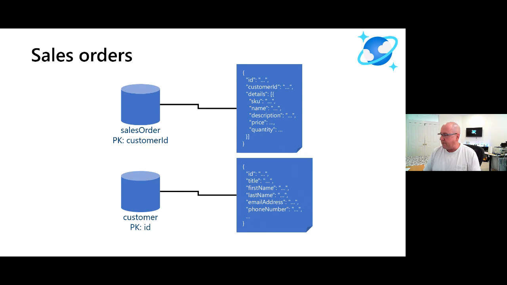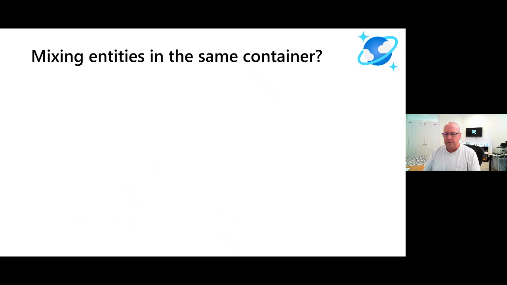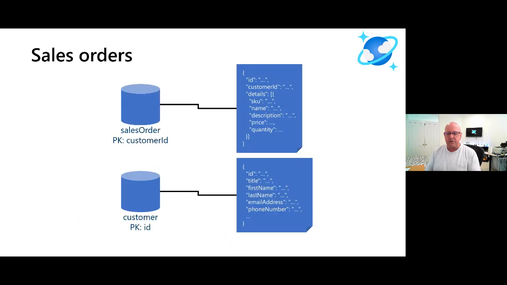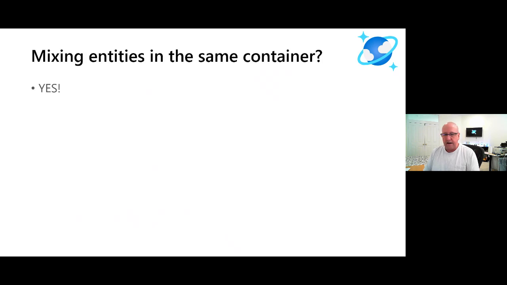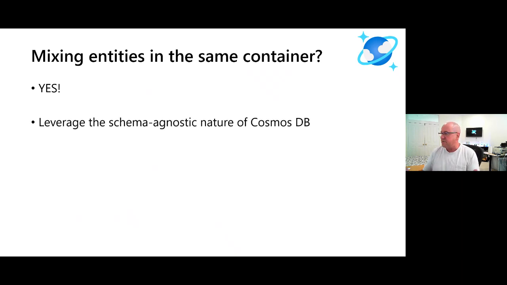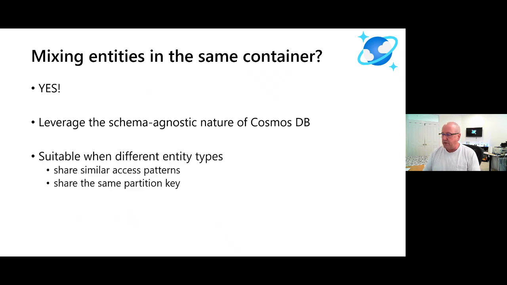So before we go any further, I want to take a step back. When looking at the containers we've defined so far, it's interesting to note that we already have a container that's partitioned by the customer ID, and that's the customer container. So could we store customers and sales orders in the same container? Absolutely, yes. In fact, not only is this technically possible, it's a best practice for a NoSQL database. Cosmos is schema agnostic, so you want to take advantage of this because this is not something you can do within a relational data store.